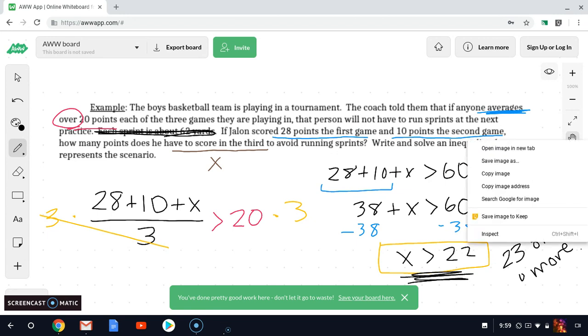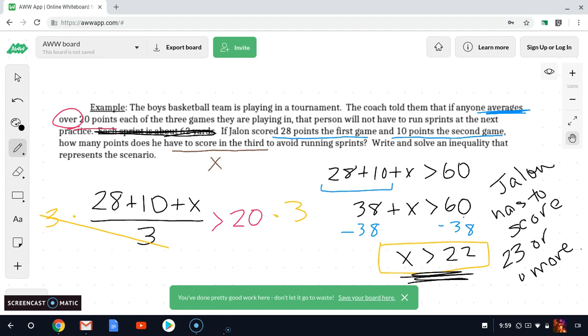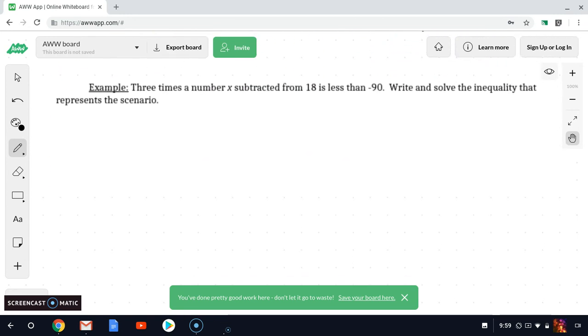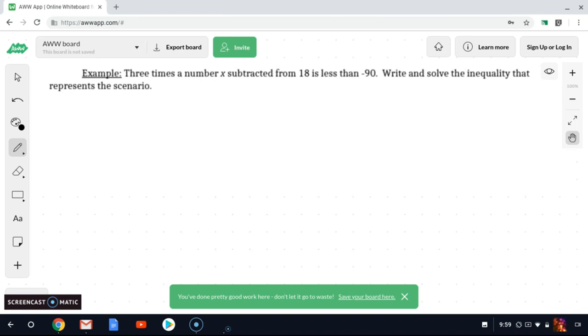All right, so we are going to go to the next example. So this one says 3 times the number x subtracted from 18 is less than negative 90, right? And solve the inequality that represents the scenario. Go ahead and see if you can do it on your own, and then see if you come up with the same inequality as us.